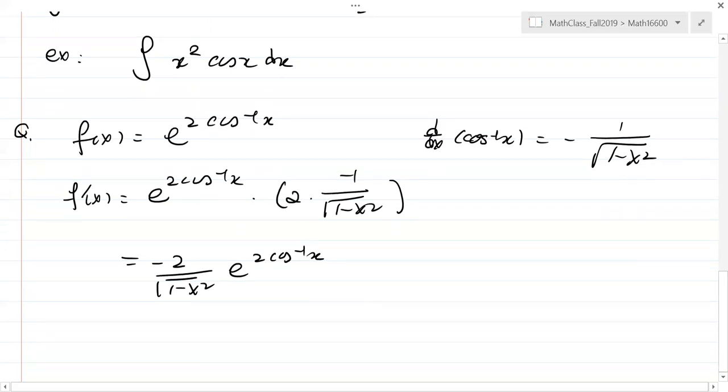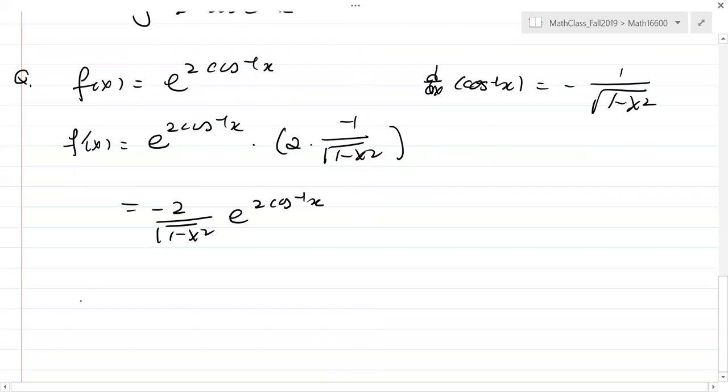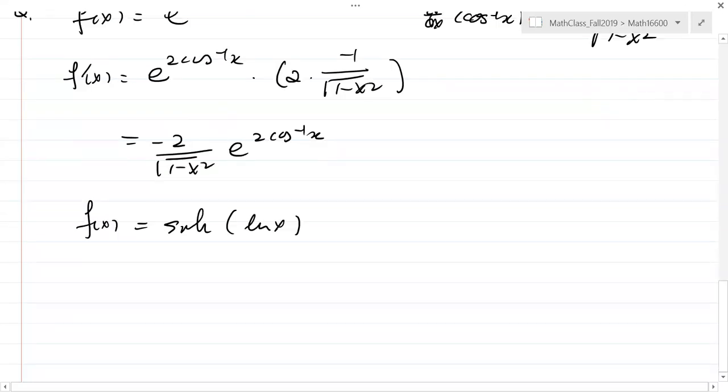Now, if I give you another function, such as hyperbolic sine of natural log x, and I ask you to find the derivative of this type of function, you have to look at the function first. Are you able to simplify? Don't just go ahead to differentiate without looking at the function. You can use the chain rule, no problem. If you use the chain rule, this is going to be hyperbolic cosine of natural log x, then you differentiate the inside. This is the answer, correct answer. Okay, that's fine. Use the chain rule.